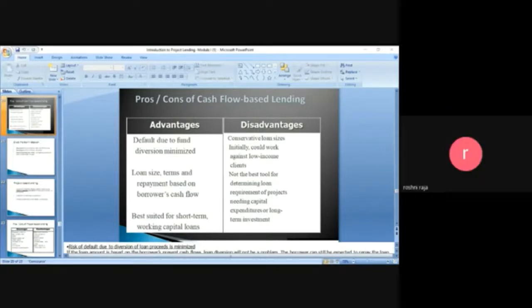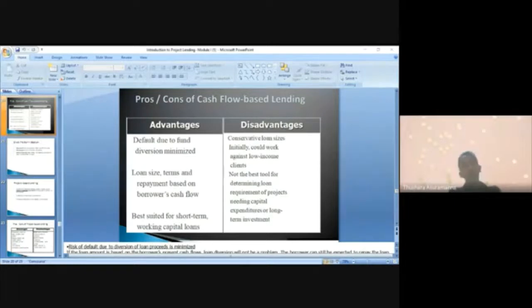Sir, can you explain the advantages, the first one, if you don't mind, please. Right. So default due to fund diversion minimized. It means now under cash flow based lending, unlike the previous asset based lending, here we are worried about the utilization of the cash flow.